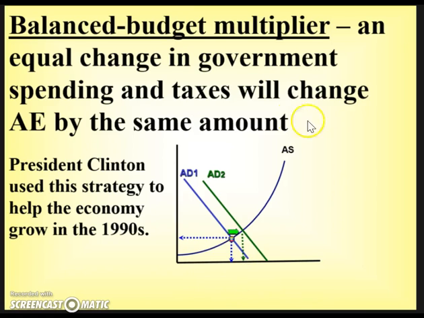And this lovely aggregate supply, aggregate demand graph is what we are building up to. Previews of coming attractions.